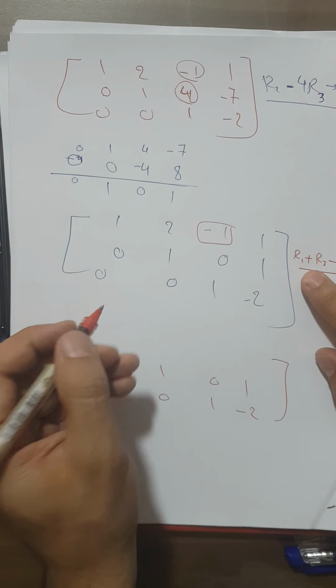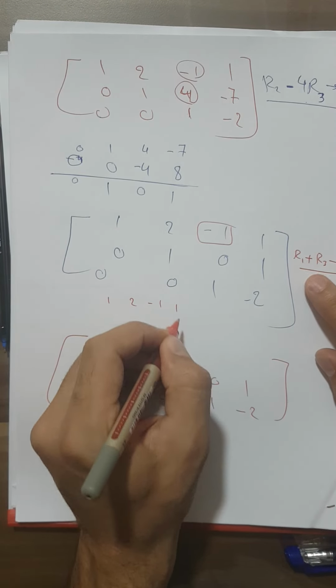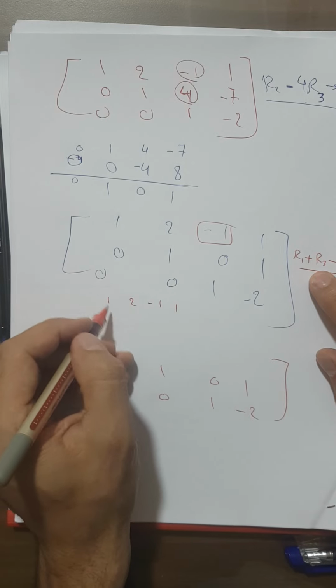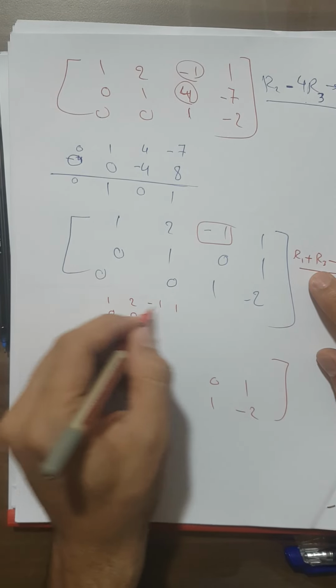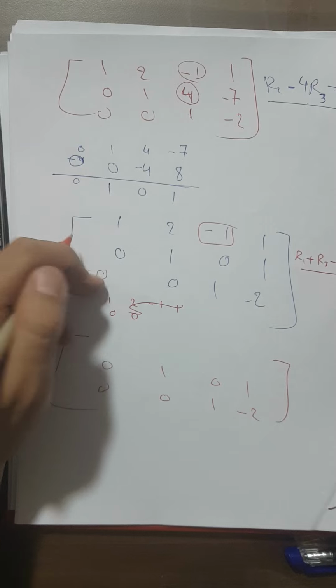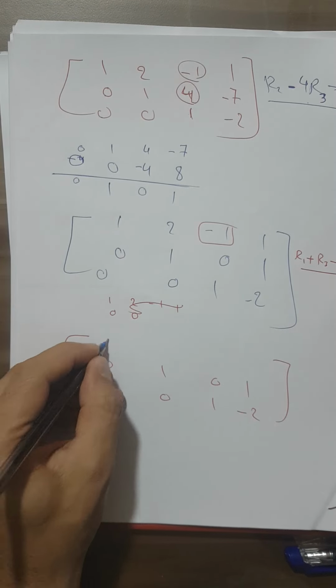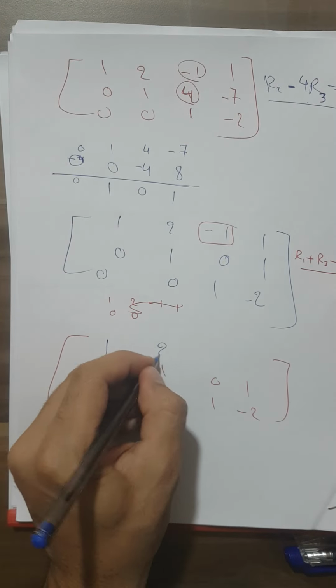R1, we have R1. Here's 1, 2, minus 1, 1. Then plus with the R3. So 0, 0. So it means that here plus with there. So 1 plus 0, I'll get what? 1. 2 plus 0, I'll get 2, 2.